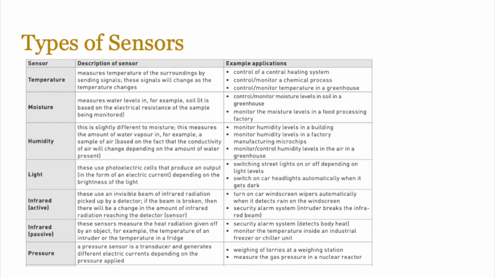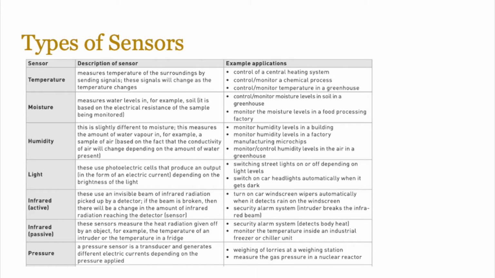Okay, let's start with the temperature sensor. It measures temperatures of the surroundings by sending signals, and these signals will change as the temperature changes. And we use them for controlling things like central heating systems, air conditioning systems, perhaps controlling or monitoring a chemical process, perhaps controlling and monitoring the temperature in a greenhouse.